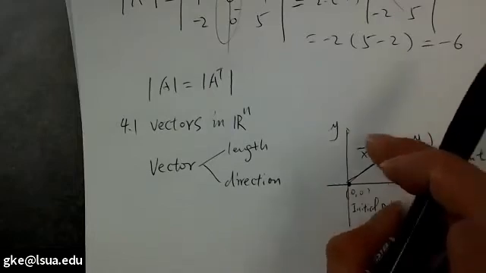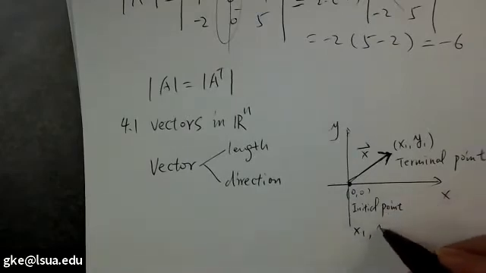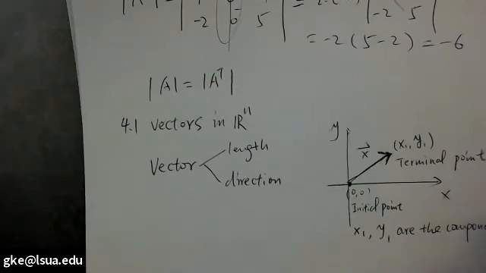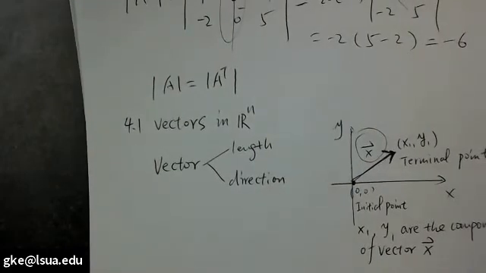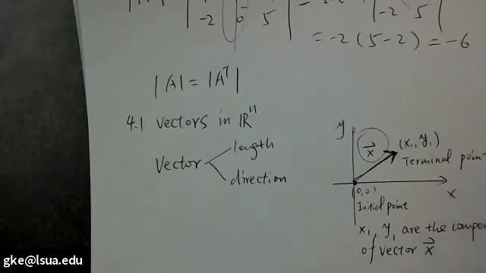This is the length. This is the direction. The arrow is the direction. Then we can say x1, y1 are the components of vector x. So that's the definition of the vector x. It is supposed to have an initial point, which is always at the origin, and the terminal point can be at any coordinates. Okay, so let's take a look at the properties. The first property is going to be here.